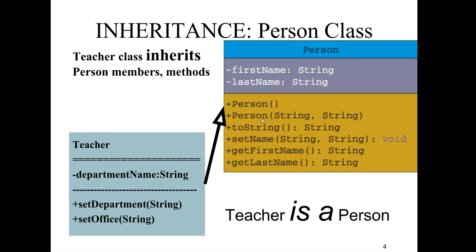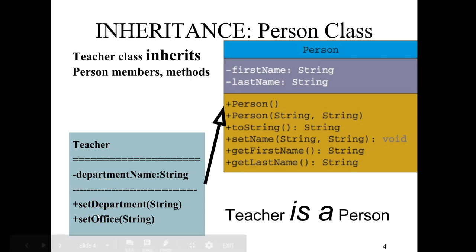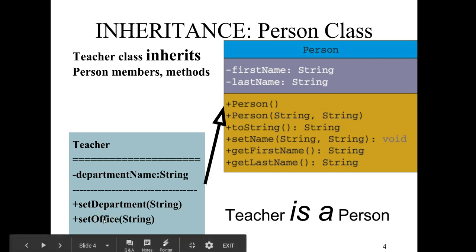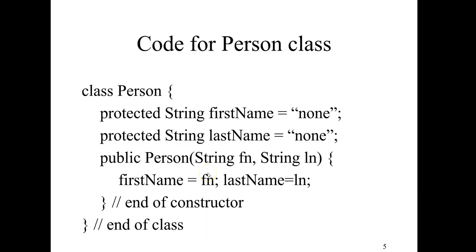I can rewrite methods in my teacher class, such as get first name. Suppose teachers, they have a different way of putting a professor in front of their first name automatically. I can rewrite the set name function without changing the person class. That's called overloading. I can rewrite that. But this idea, this relationship, a teacher is a person.